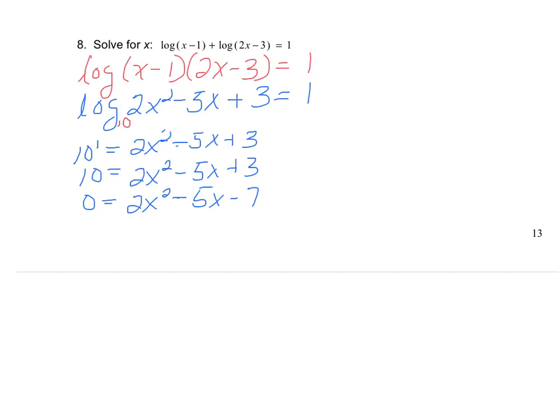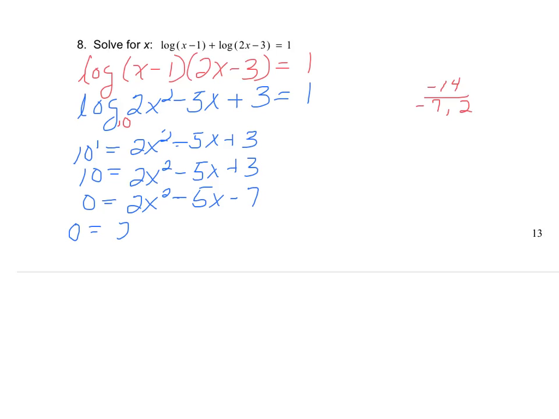It's a trial and error, so I'm going to go off to the side. I'm going to multiply the first and last term, which I'm going to get a negative 14. I need factors of a negative 14. That'll give me a negative 7 and a positive 2. So that's what I'm going to have.